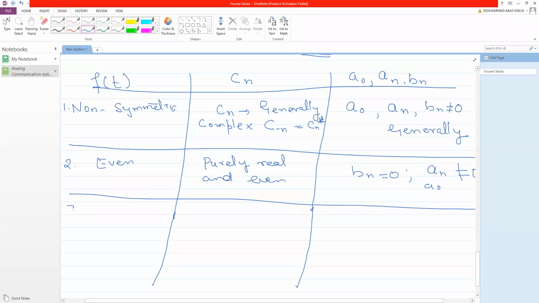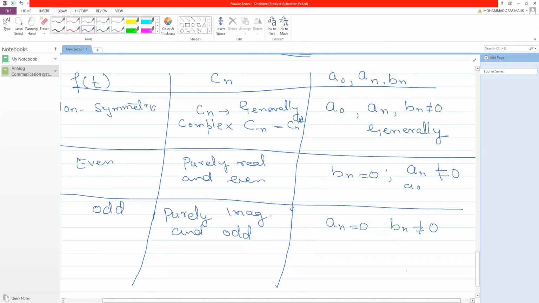Now, third point. If the signal is an odd signal, then the Fourier coefficient will be purely imaginary and odd. Right? Purely imaginary and odd. That means an will be 0 and bn should not be equal to 0. Done? Yes, sir. Okay.